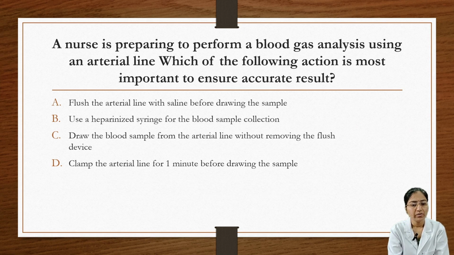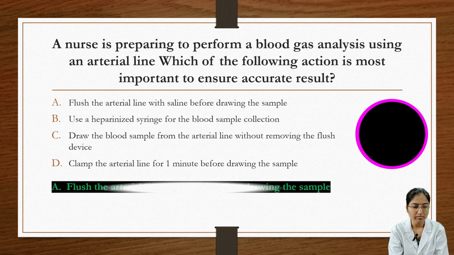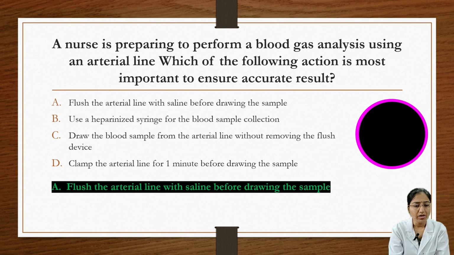Next question. A nurse is preparing to perform a blood gas analysis using an arterial line. Which of the following actions is most important to ensure accurate results? Options are here. Right option is A, that is flush the arterial line with saline before drawing the sample.